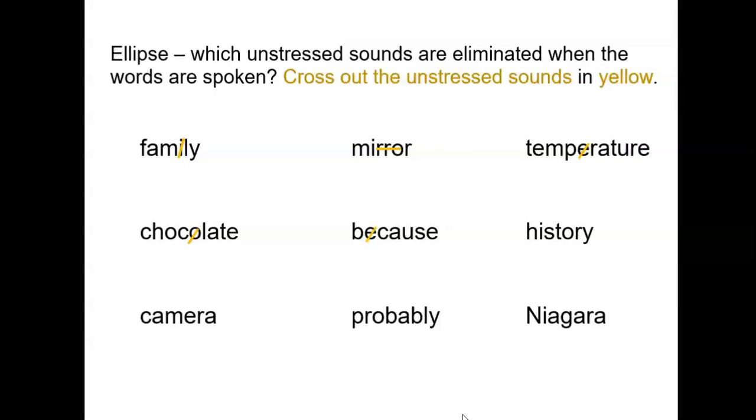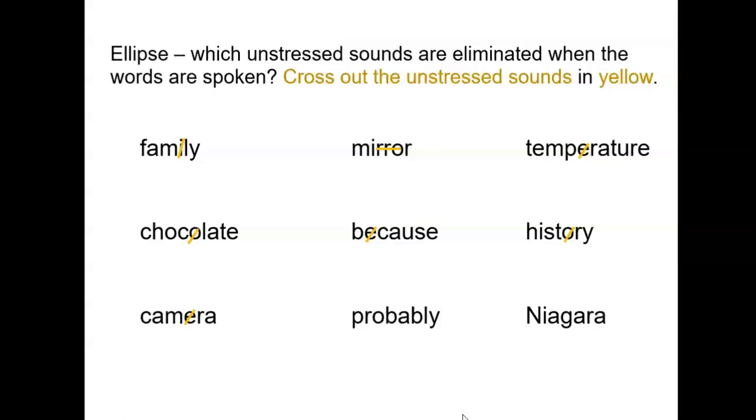Because, yeah. And sometimes that gets so shortened that people don't even say the "buh." They just say "cause." And the next word, go ahead. Figure out what letter you cross out. Just say it to yourself. What did you cross out? The O. History. Yeah. And camera. Right, camera. That's fairly easy.